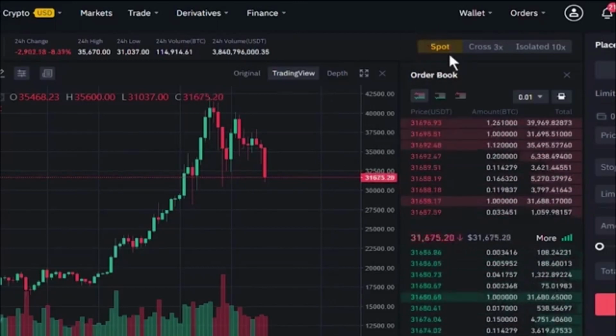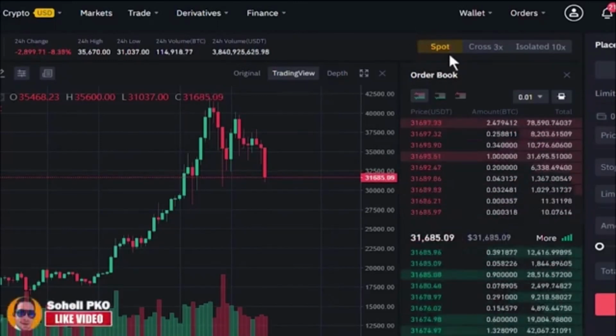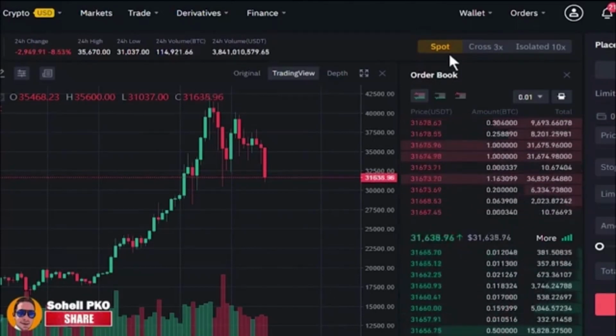In spot market, you can make profit only in one way, and this is when you buy Bitcoin, for example, and the Bitcoin price increases and you sell it for profit.